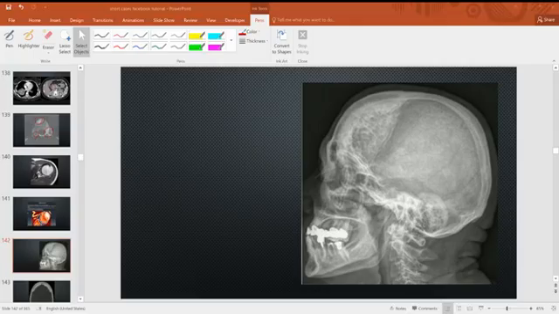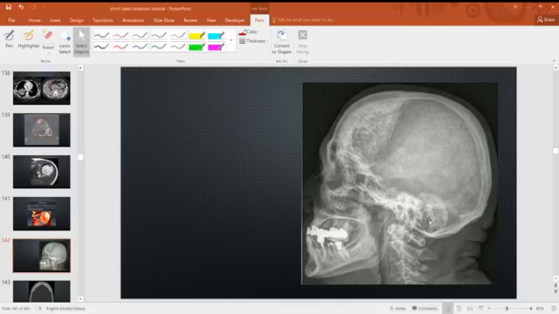On the next case, we have this patient. What do you think? In this patient, someone wrote Paget disease, hyperostosis frontalis interna, acromegaly, intraosseous hemangioma, and hemangiocytoma.